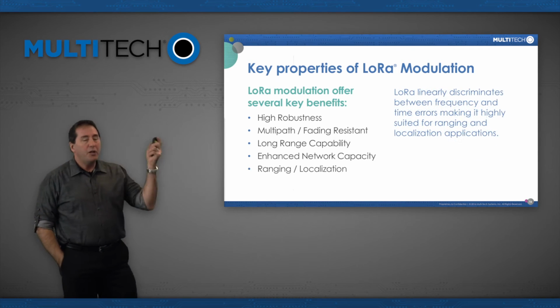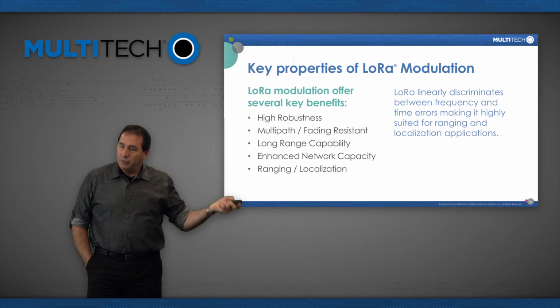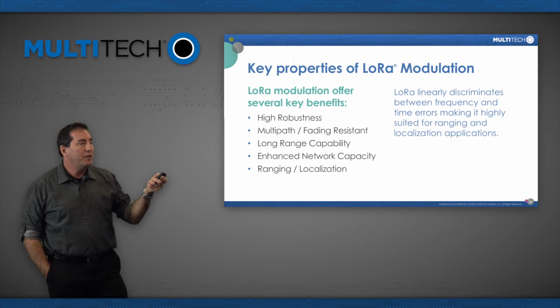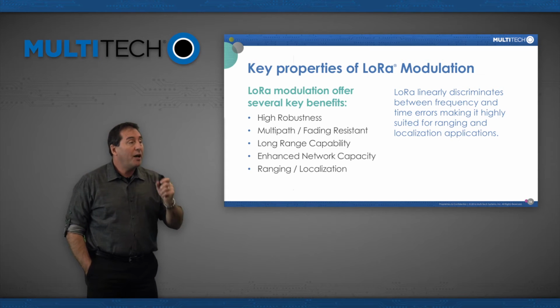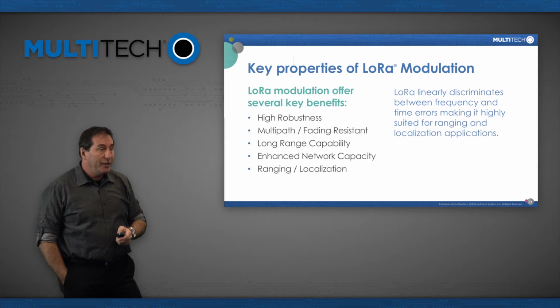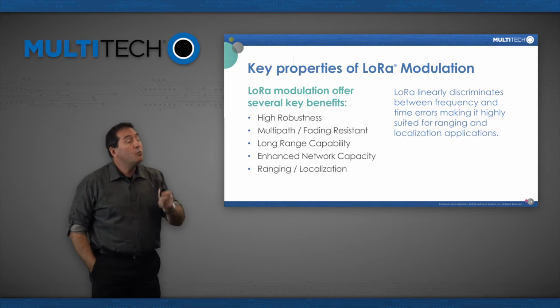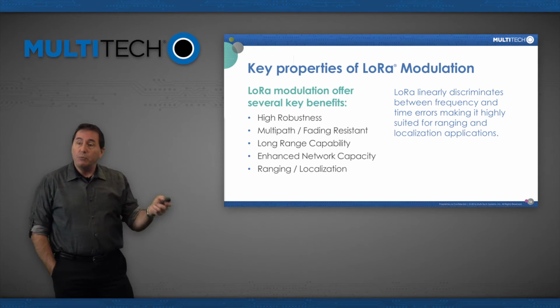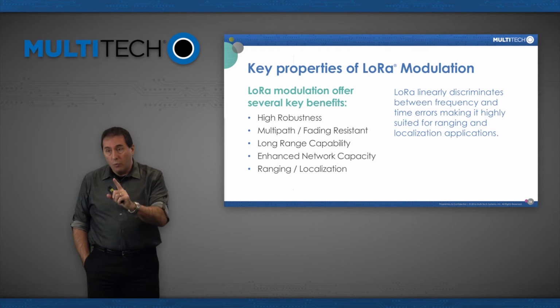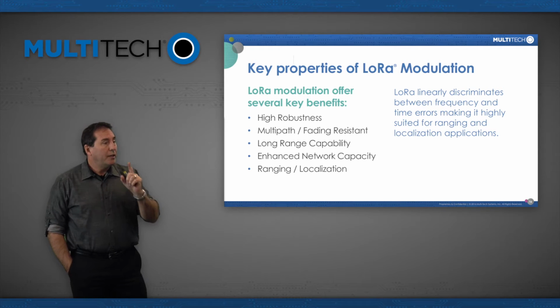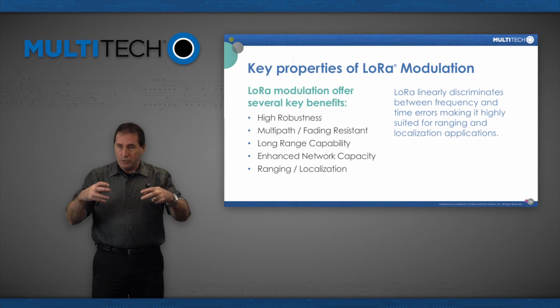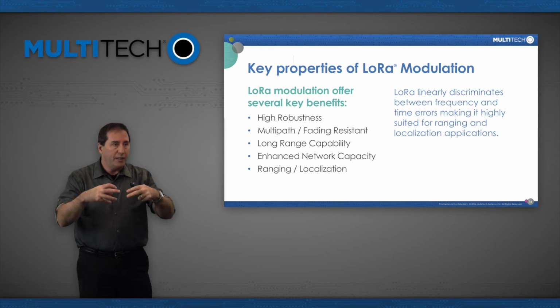Ranging and localization, I talked about that also on the prior slide. One of the things from LoRa is that we can do ranging, which is simply how far away from me that endpoint is, and then localization, which is exactly where that endpoint is. The difference between the two is that ranging is concerned with one gateway. Localization usually requires multiple gateways to triangulate.